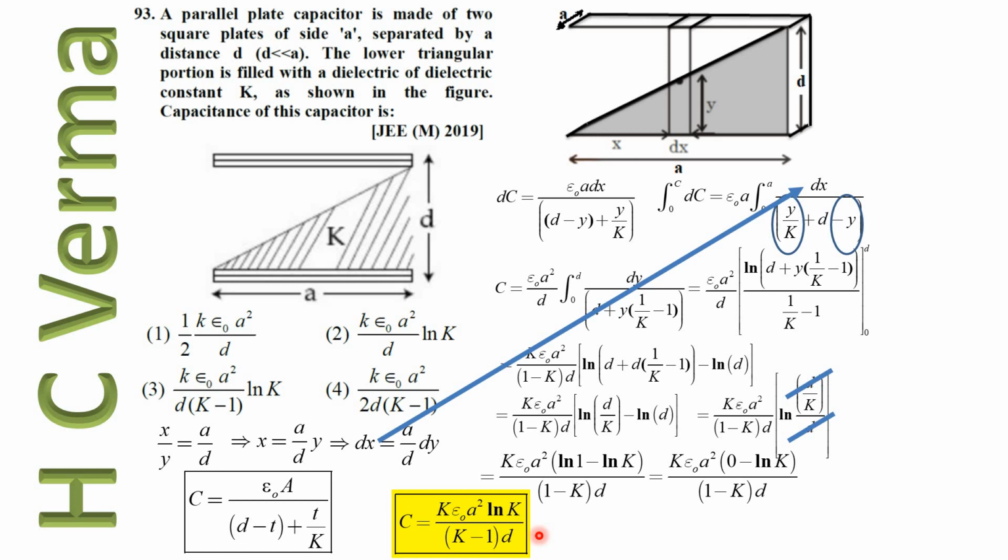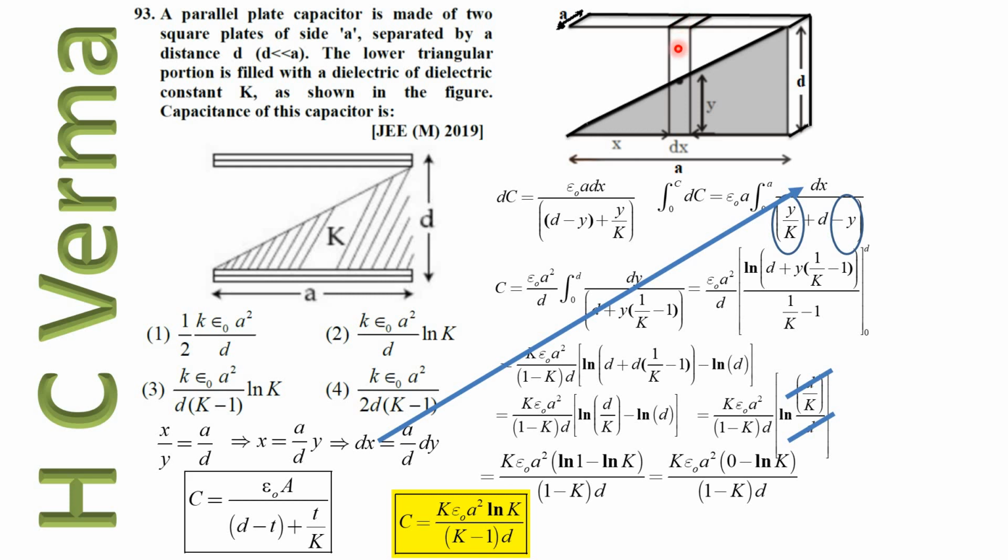I am repeating all the steps once again. First of all, cot theta for this angle equals base x by y, and cot of this angle is also equal to base a upon d. Equated both, and we obtained an expression for x equal to a by d into y. Differentiating, dx equal to a by d into dy.